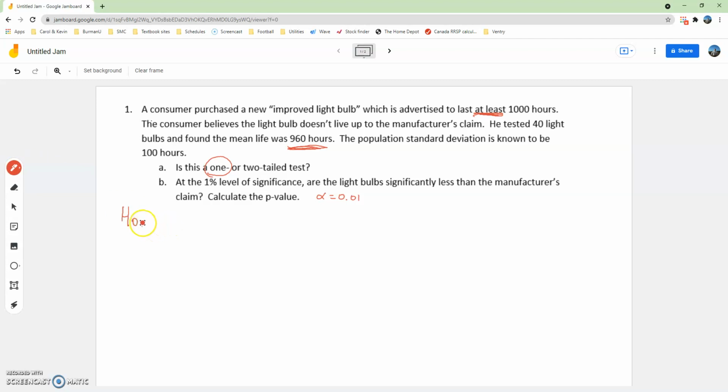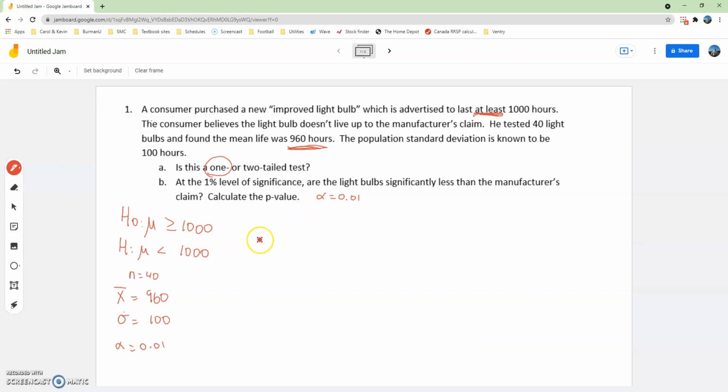The null hypothesis, the manufacturer's claim, beginning statement, is that the average is at least 1,000 hours. At least is greater than or less than. We're going to test to see if it is significantly less than 1,000 hours. I'm going to write down the data we have. Sample size is 40. Sample mean we got, the average we got from our sample, is 960 hours. Population standard deviation is 100. And I'm just going to write the level of alpha here as well, 0.01.